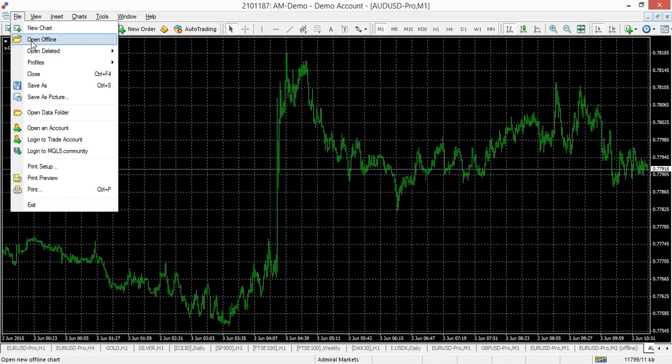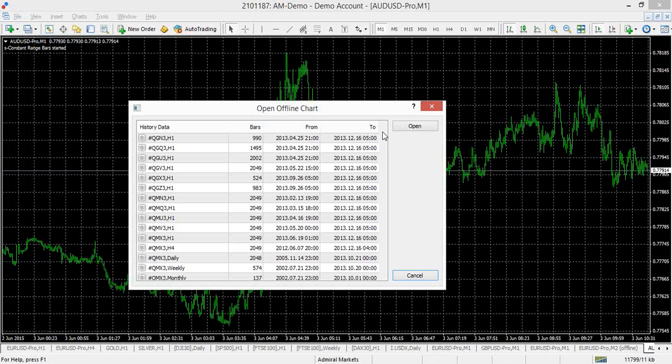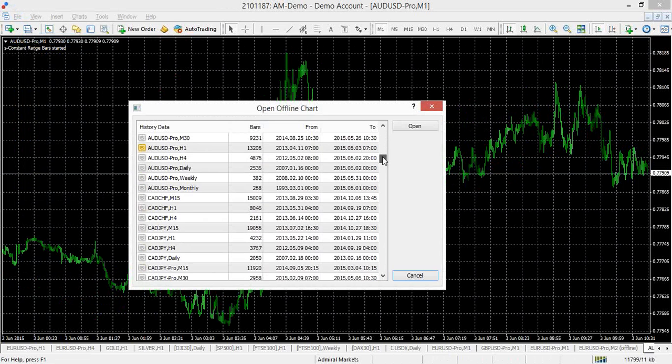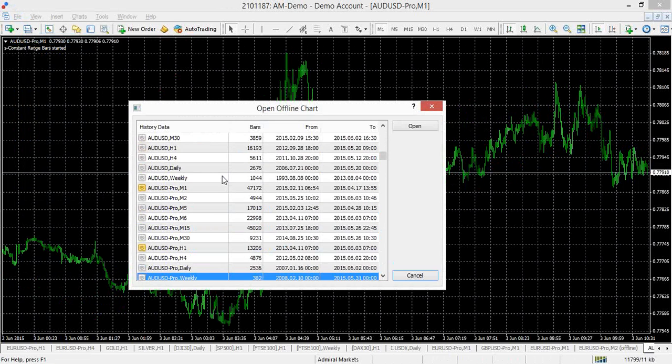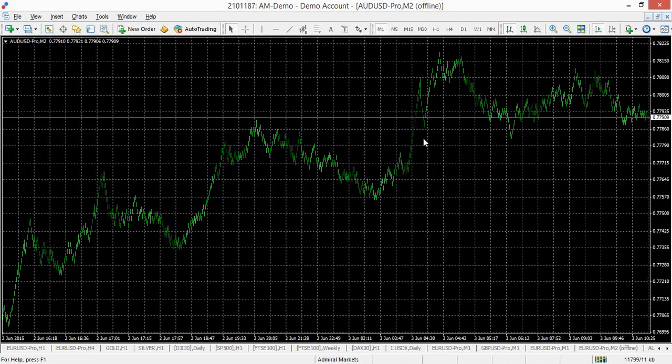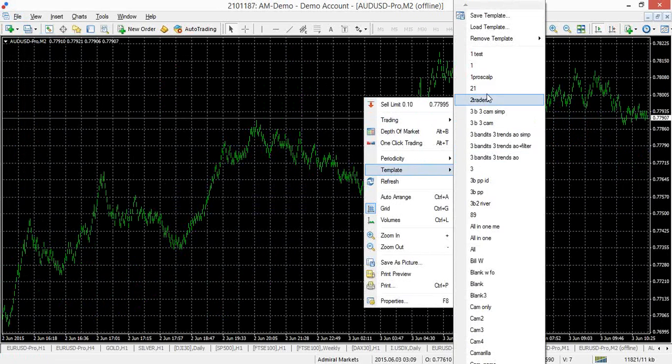I click on File and then Open Offline. Then I go to the AUD/USD. Click on M2 and I click on Open. Then I apply the template.